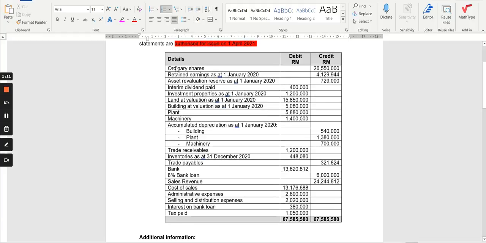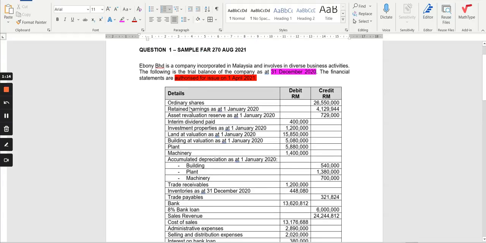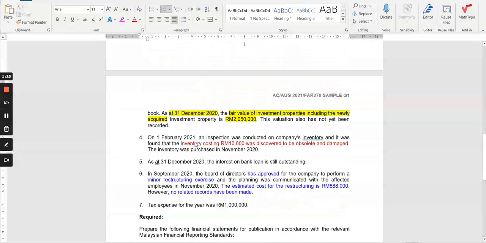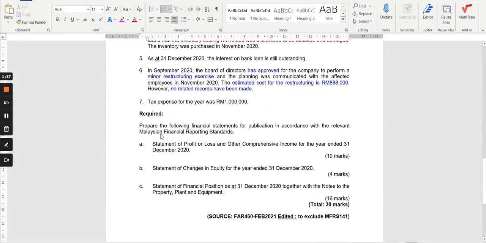So these were the information taken from the trial balance. You have this information that relates to equity, income, expenses, and liability. So the first thing that you need to do is always to read the requirement. So let's look at the requirement. You are asked to prepare the following financial statements in accordance with the relevant Malaysian Financial Reporting Standards, which is also word for word the same as the International Financial Reporting Standards. So this is also relevant for those who are interested to learn published financial statements at an international level as well.